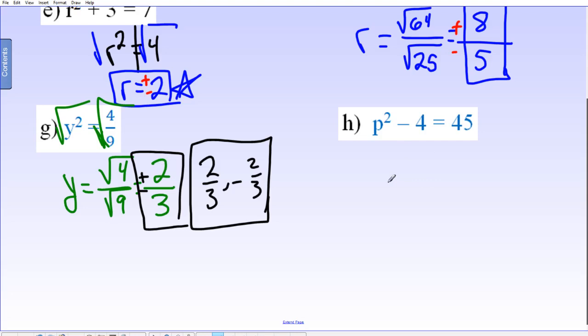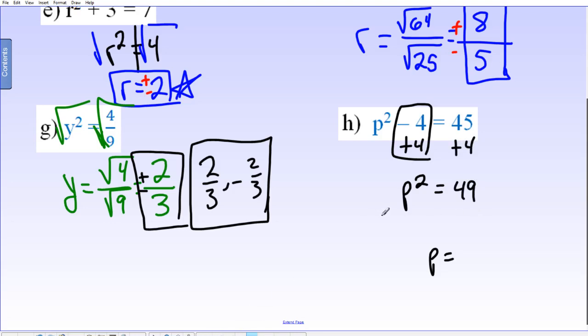Letter H. Before we can solve that, before we can get the p squared by itself, I would like to have this, and then my next step is I'd like to have that. In order to do that, I have to get rid of this minus 4. I'm going to add 4 to both sides to cancel this out. Now we can square root here. The square root and the square cancel. And on this side, the square root of 49 is both a positive and a negative 7.